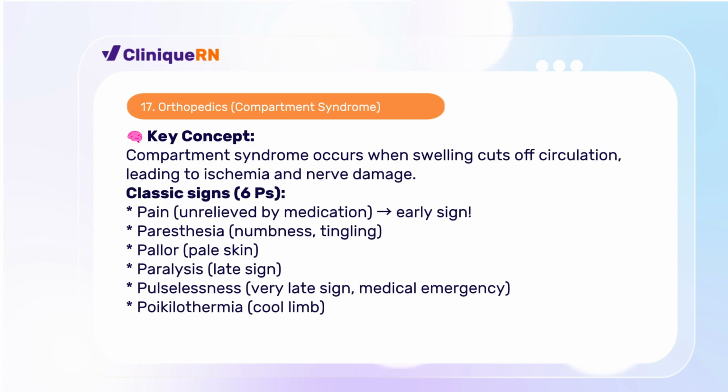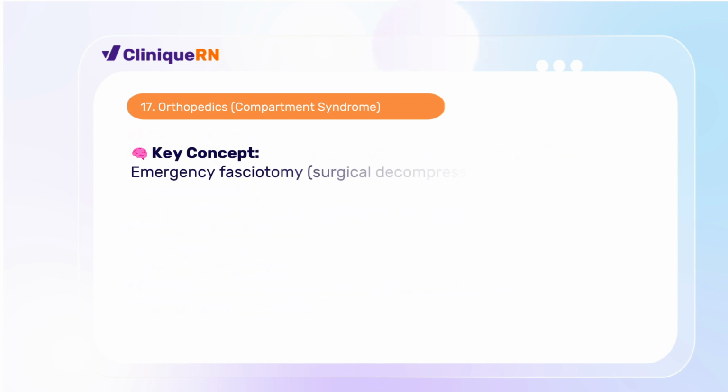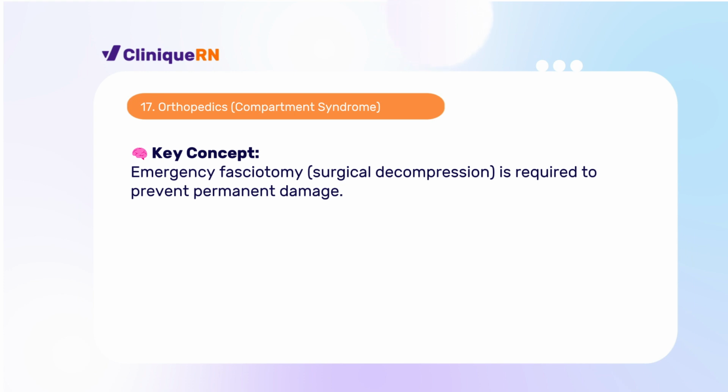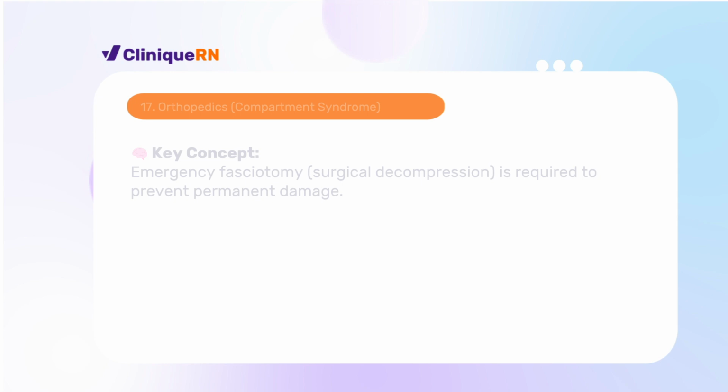Concept: compartment syndrome occurs when swelling cuts off circulation, leading to ischemia and nerve damage. Classic signs: the 6 Ps. Pain, unrelieved by medication. Early sign: paresthesia, numbness, tingling. Pallor, pale skin. Paralysis, a late sign. Pulselessness, a very late sign and medical emergency. Poikilothermia, cool limb. Emergency fasciotomy, surgical decompression, is required to prevent permanent damage.